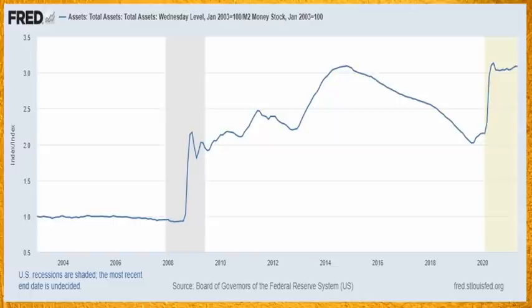Now you'll see that the data only goes back to 2003. I would really love to get a longer term chart of this, ideally going back to 1913. That would be really interesting, but I don't know where to get that from. But this chart basically tells us that a greater proportion of printed currency is going towards assets on the Fed's balance sheet.